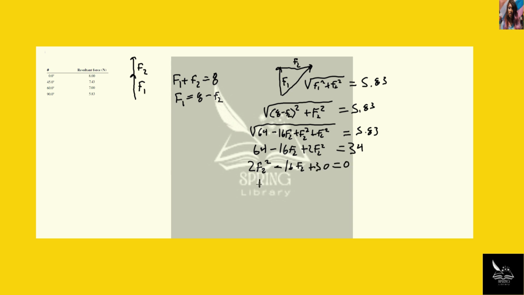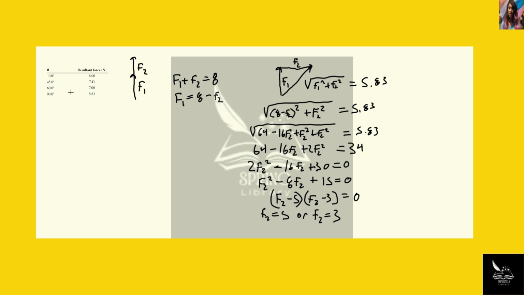Divide out by 2, we get f2 squared minus 8f2 plus 15 equals 0. We could factor this to look like (f2 minus 5) times (f2 minus 3) equals 0. So then we get that f2 equals 5 or f2 equals 3. All right, so we know one of the forces is going to be 5 and the other is going to be 3.